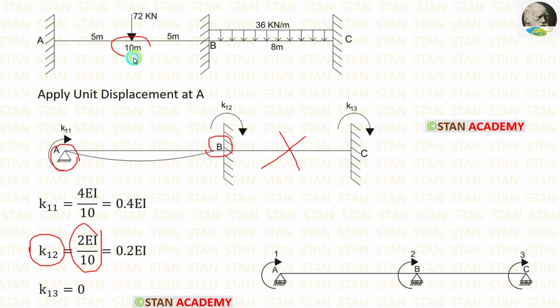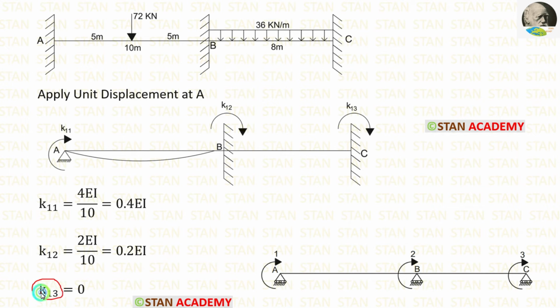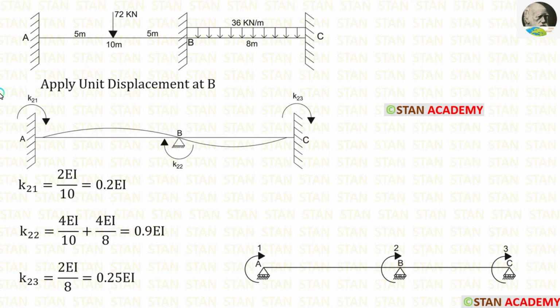The length of AB is 10 meter. We can apply. Finally, we are getting 0.2 EI. Now, let us find K13. For that, from the point C, we have to look on both the sides. On the right side, there is nothing. On the left side, there is no slope curve. In this case, there will be no stiffness value. So, K13 is equal to 0.